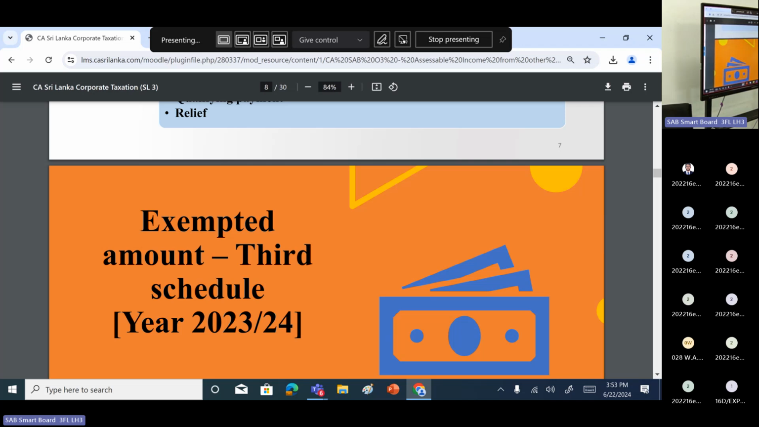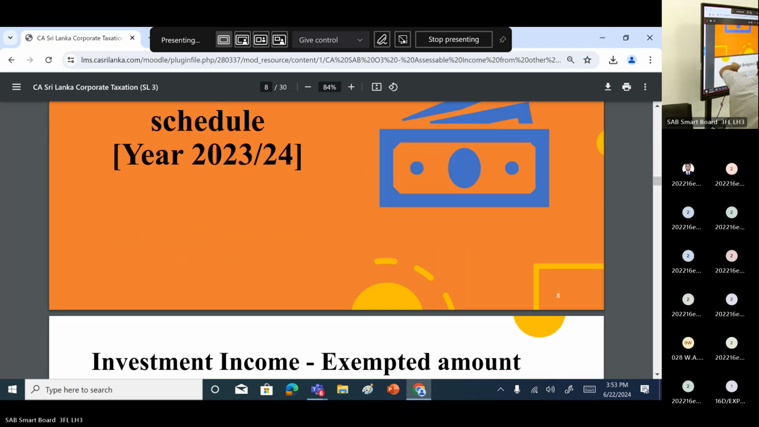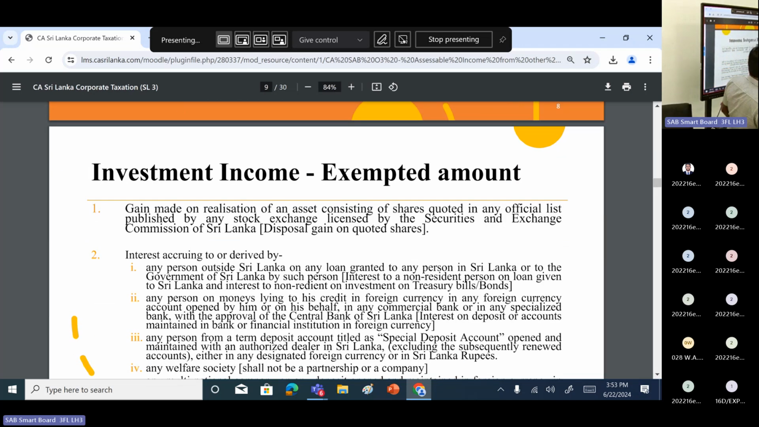I have summarized all the exempted amounts or exempted income related basically to business income and investment income. I didn't put much weight on employment income; I assume that you know that. Under the investment income, what are the exempt amounts? Gains made on realization of an asset consisting of shares quoted in any official list published by any stock exchange licensed by the Securities and Exchange Commission of Sri Lanka.